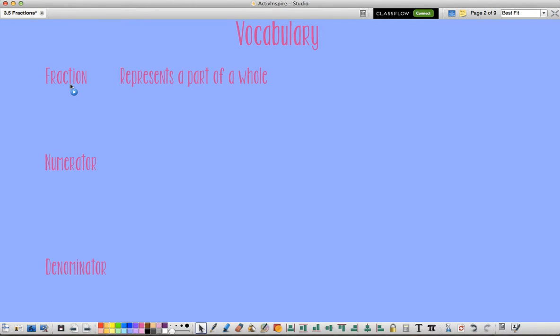A fraction represents a part of a whole. So when you're talking about a fraction, that means you're not talking about a whole group, or in terms of pizza, you're not talking about a whole pizza. You're talking about what's left of the pizza or slices of the pizza. So the fraction 4/5 means you have 4 parts out of the 5 that you need to make a whole.